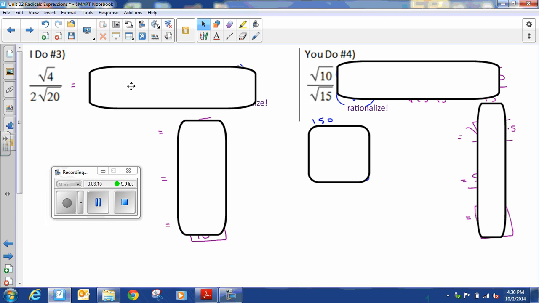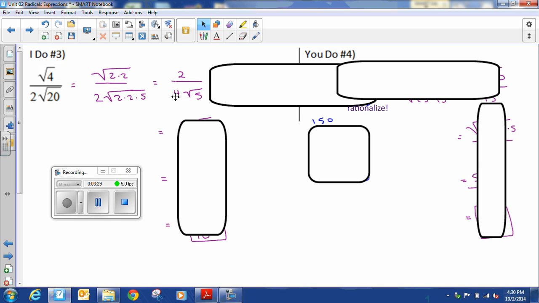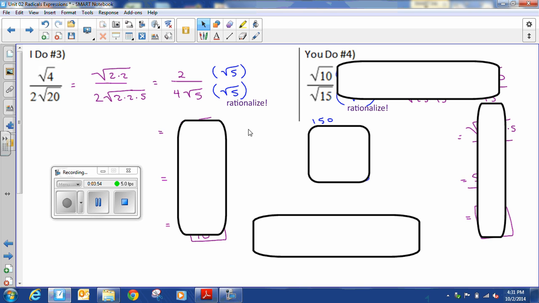Let's take a look at I do number 3. Radical 4 over 2 radical 20. So here we have 2 times 2, and 2 times 2 times 5, which is radical 20. We pair them up. The 2 breaks out. We have 2 over 4 radical 5. 2 over 4 can be further reduced to 1 over 2, or we can leave it the way it is and go ahead and rationalize the denominator. And that means we're going to create a perfect square. The perfect square we're going to create can be achieved by multiplying radical 5 times itself. And this is called rationalizing.